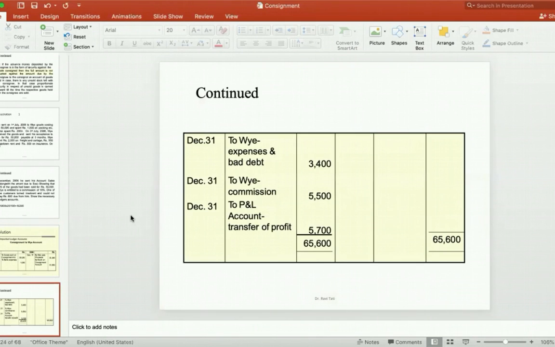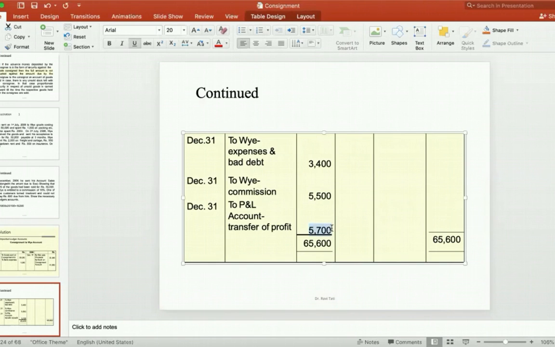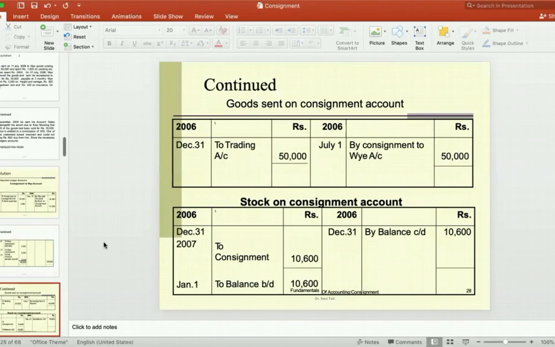Now, if you take the balancing, the amount transferred to the profit and loss account is 5,700. This is the profit on consignment. Okay, this is one account.